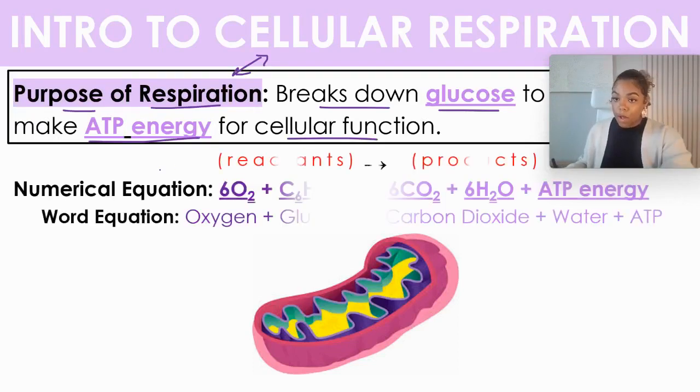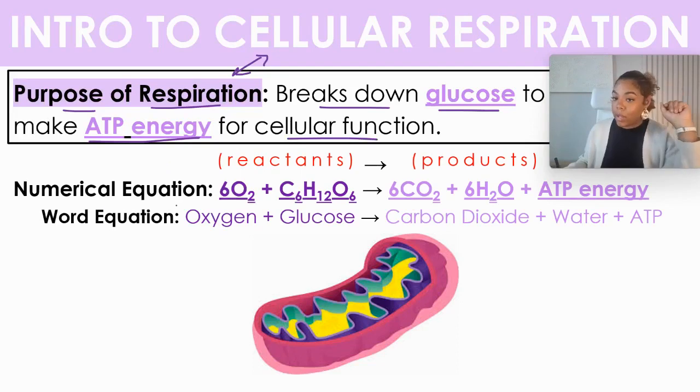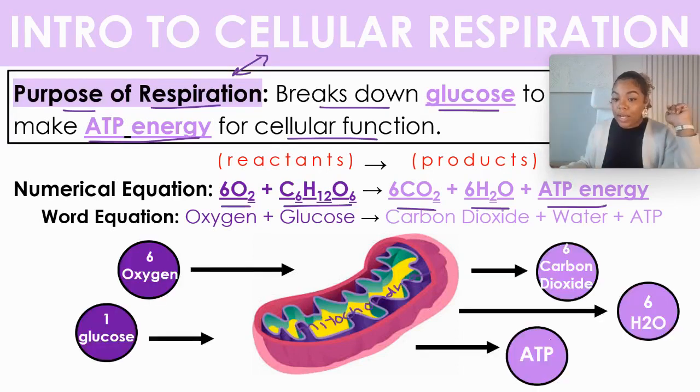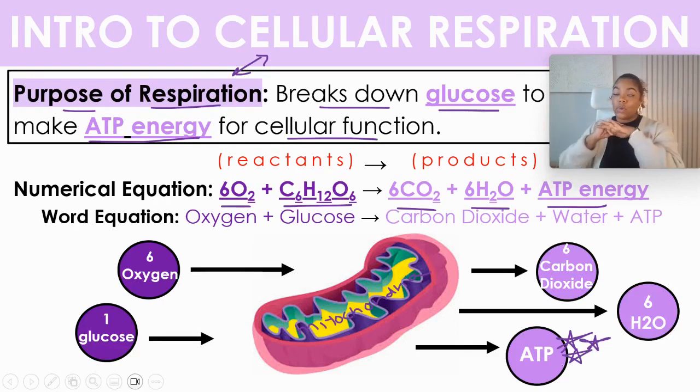So what is involved in cellular respiration? The numerical equation is we take in 6 oxygen plus glucose, and you're going to make 6 carbon dioxide, 6 water, and ATP energy. That is the whole process in a formula, which again, the whole point of this is for us to make energy so the cell can function, because we know our cells would not be able to function if they did not have energy.